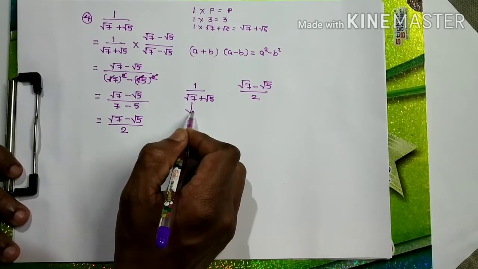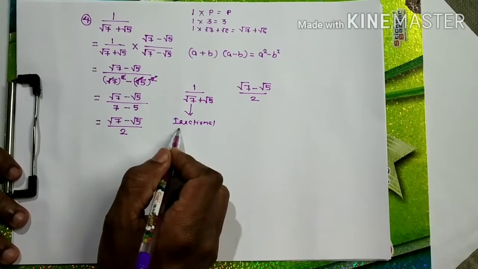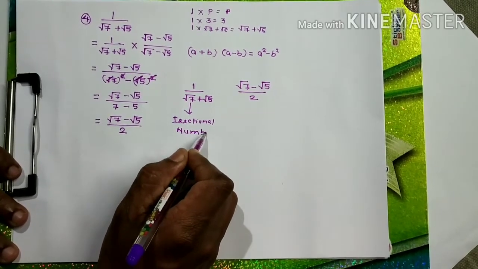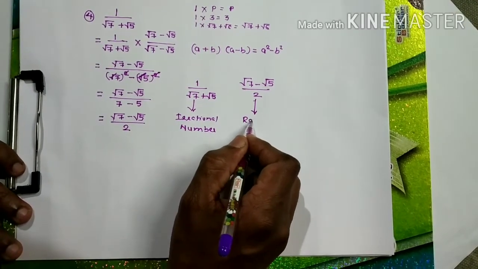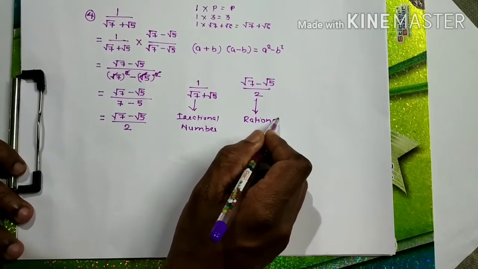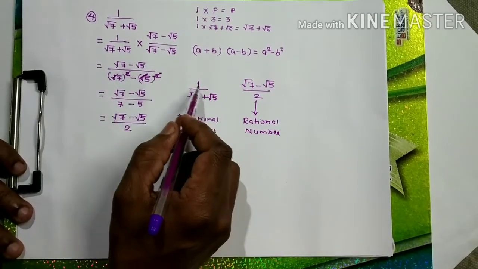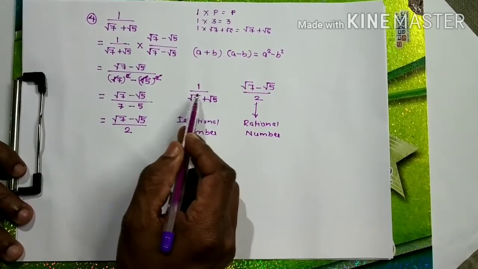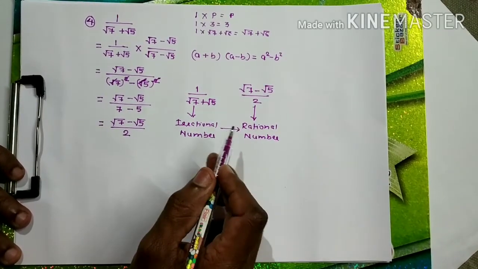So this was an irrational number and this is a rational number. This process of converting an irrational number to a rational number is called rationalizing the denominator.